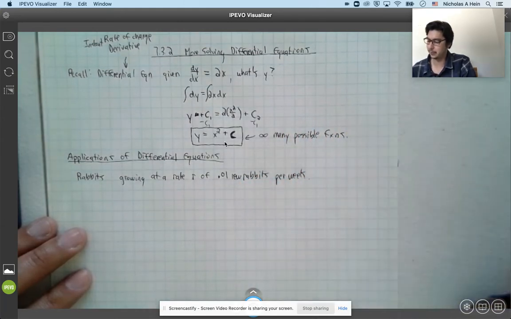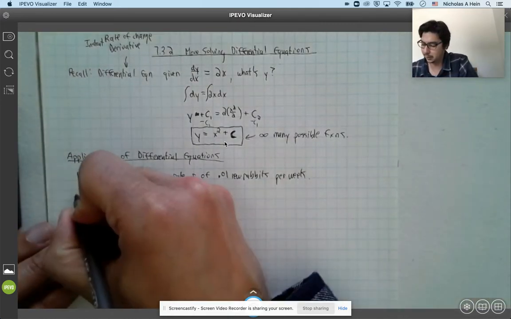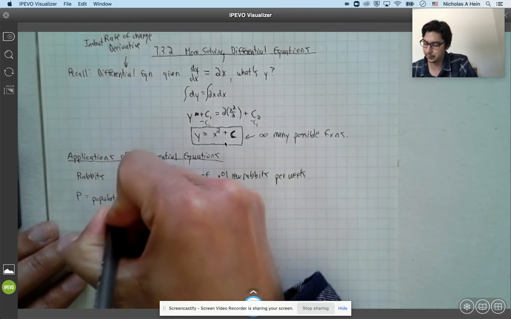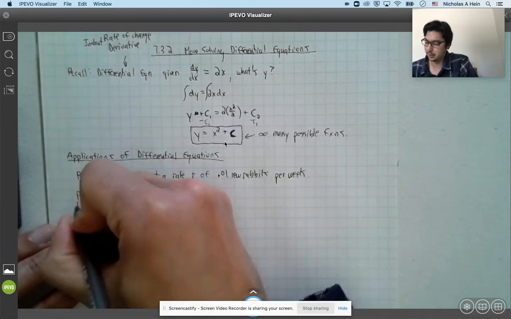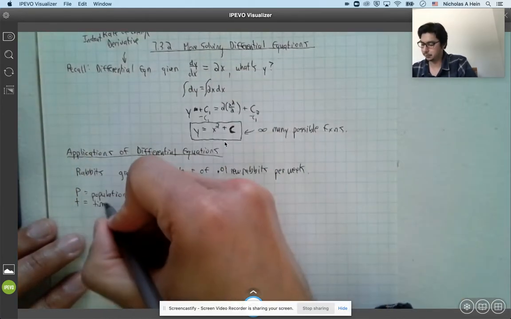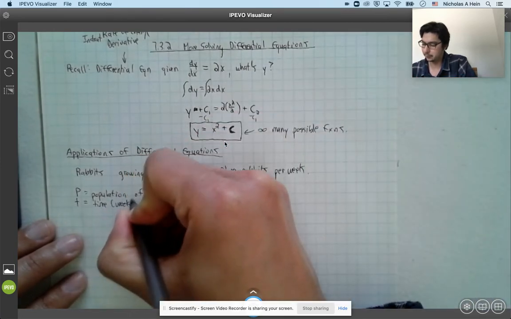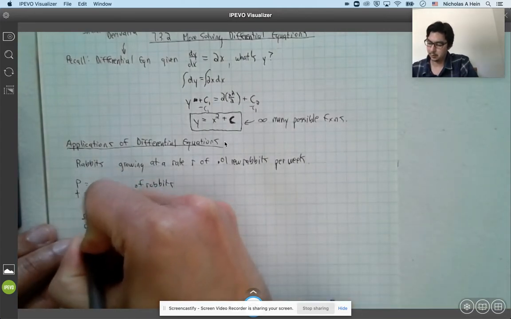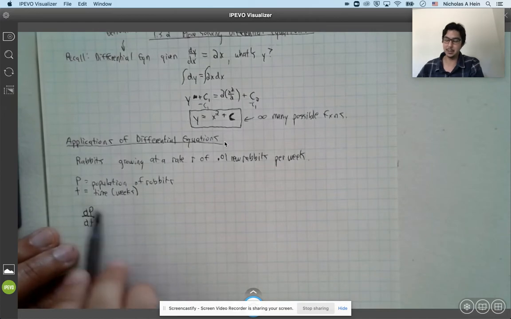Now we could talk about the rate at which the population is changing. If I have P represent the population of the rabbits and t represent time in weeks, then we could talk about the rate at which the population is changing in relation to time. That's what we're going to talk about.